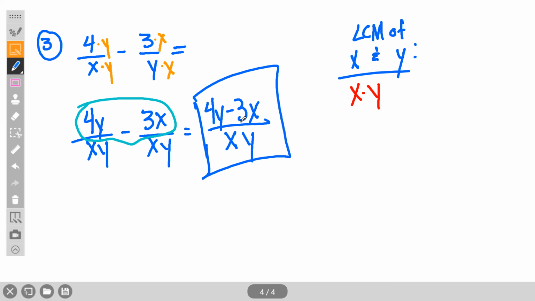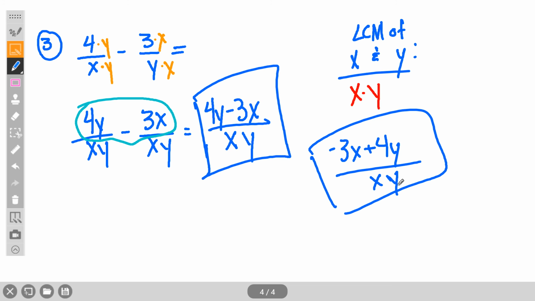If you want to switch it so that the x comes first, that's fine. This can also be written as negative 3x plus 4y over xy. Technically, this would be the correct way to write it because x comes before y, but it does not really matter that much. Either one is fine. What we're concerned with is that it's over the same thing, that it has a common denominator, and it's a single fraction.